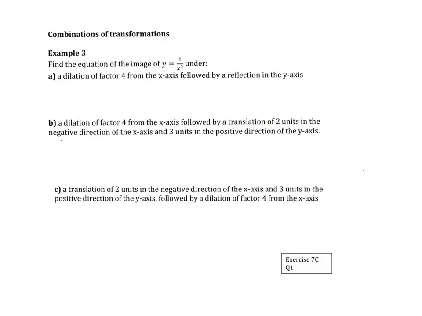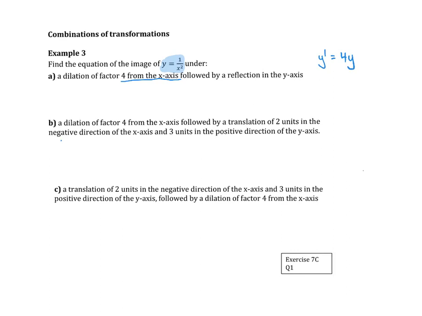All right, so let's practice. Oh, we're up to combinations. So you guys were doing a little bit of this yesterday, yeah? So example 3, find the equation of the image of this. So this is like telling you the original. And the first thing they're asking us to do is a dilation factor of 4 from the x-axis. So doesn't that affect the y if it's a dilation from the x-axis?